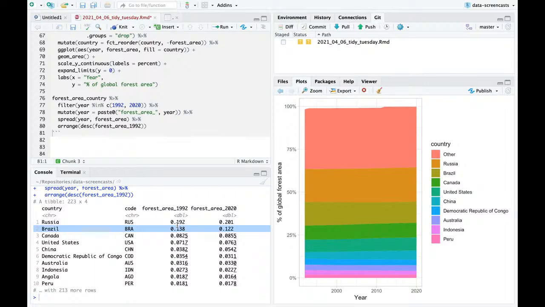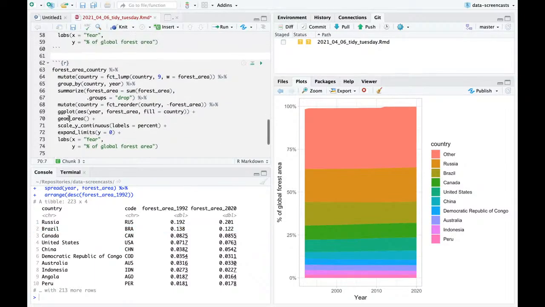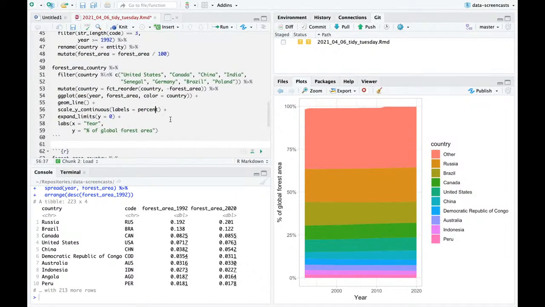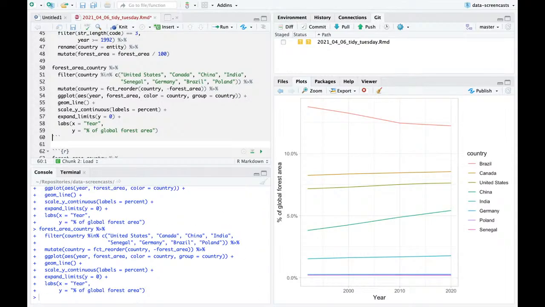Before I move on, I want to quickly answer Brooke's question, which is why didn't we need group equals country? The answer is that geom_line, actually not geom_area, needed, with fill was a bit of a different case. Quick question is, why did I only need color here? Well, I could have said group equals country, didn't have to because group is a factor.